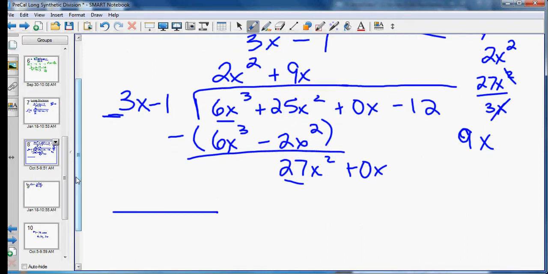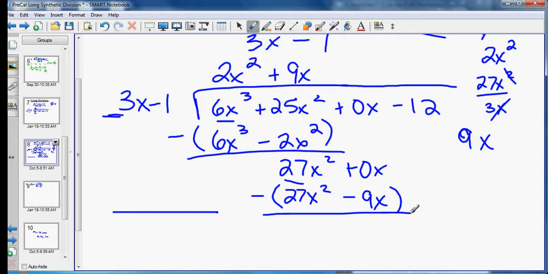27x squared minus 27x squared is 0. 0 minus a negative 9x is positive 9x. And then I bring down the negative 12. So I divide, I multiply, I subtract, I bring down. Now I have to repeat again.